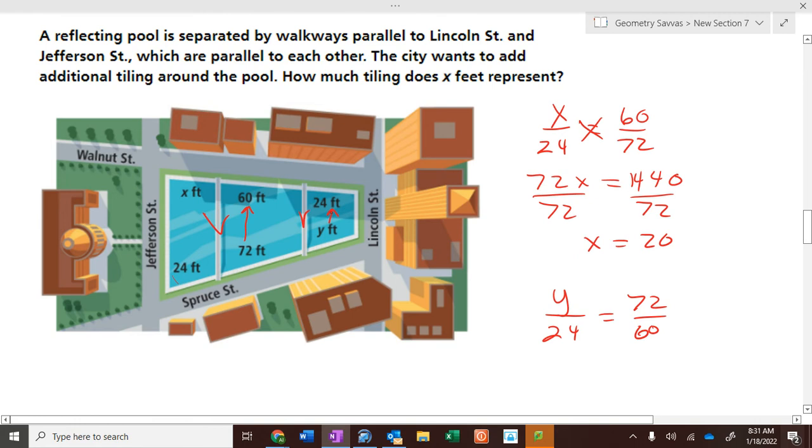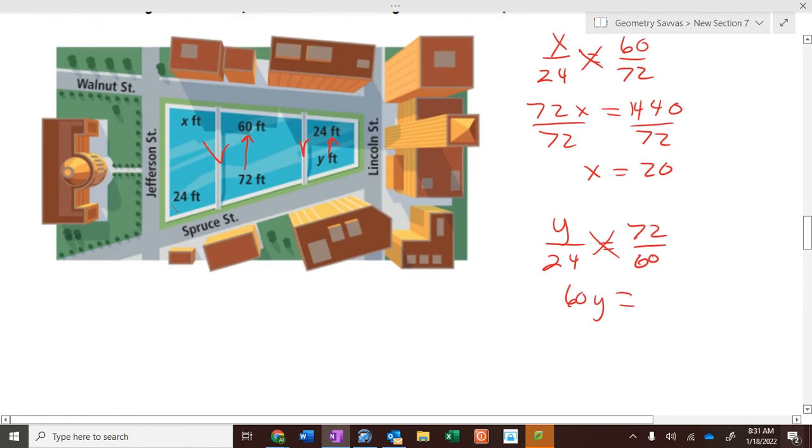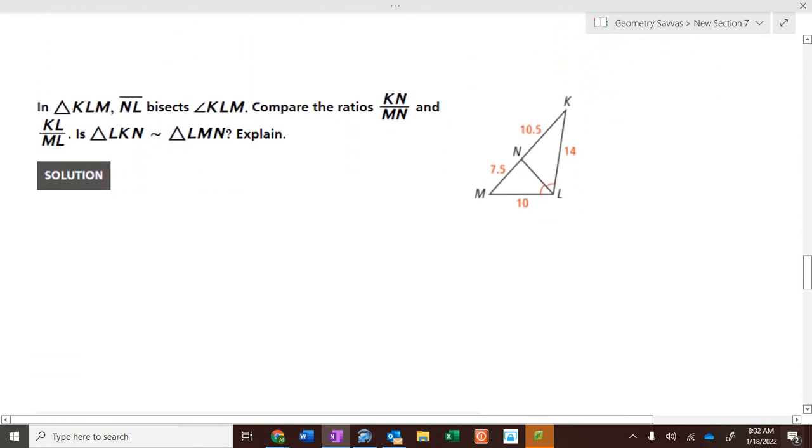It makes a big difference whether you go 60 over 72 or 72 over 60. So if you go y over 24, which is just fine, if you go up, then you've got to go up with the other one. Cross multiply, 60y equals, I don't know what, 24 times 72, help me out. 1728 divided by 60, and you're going to get a decimal. What is the decimal that we get? 28.8. There we go. Okay, just setting up proportions and solving proportions.